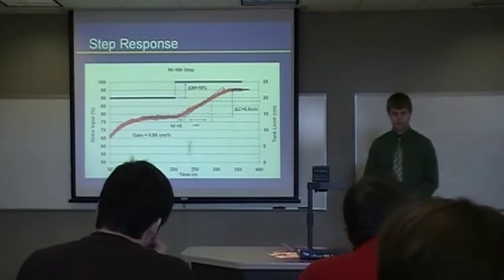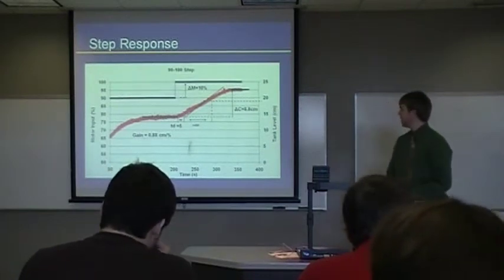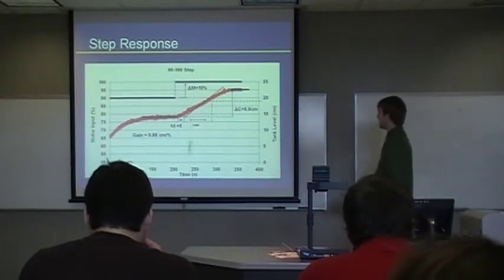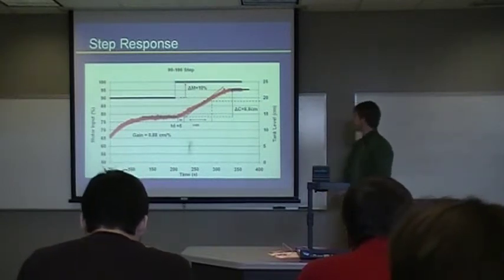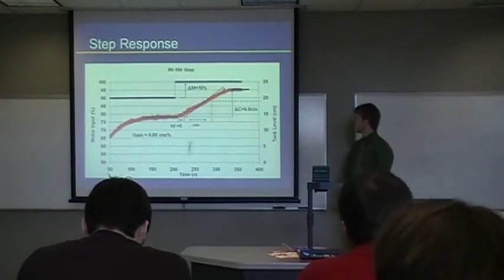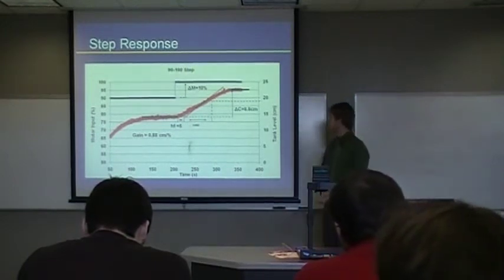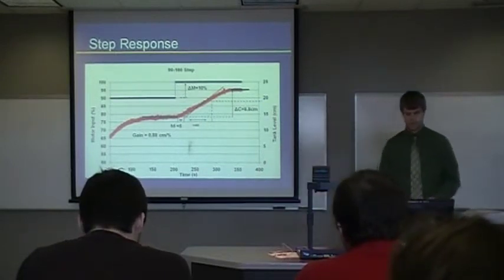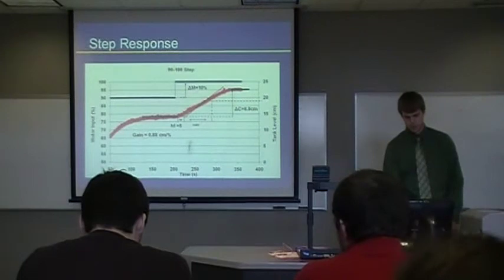The step response on the way up from 90 to 100 was one of the better tests that we ran. You can see the gain of the system, delta C over delta M, is around 0.88 centimeters per percent increase. The dead time was around 5 seconds with a time constant of a minute. So it was slow to respond.